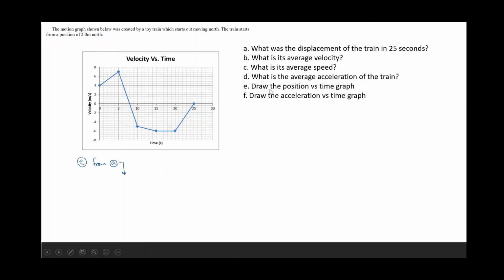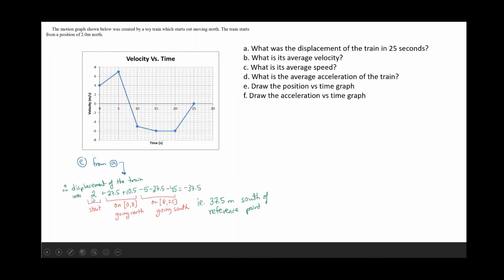Question E. Draw the position versus time graph. So I'm going to take something from A. So again, the stuff that we calculated from A, just made it bigger to have it here. And here's my setup of position versus time graph. We know it starts at 2 because we were told 2 north. So we're going to assume north is on top. So let's start with this region over here. That calculation was 27.5. So I'd like you to think 2 added with 27.5 gives us this value. So this is the new position. The train went north by 27.5. So right now it is 29.5 from the reference point.